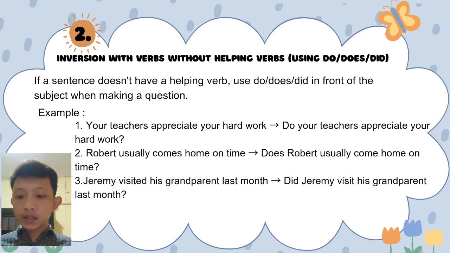2. Inversion with verb without helping verb, using do, does, and did. If a sentence doesn't have a helping verb, use do, does, and did in front of the subject when making a question. Example number 1. Your teacher appreciates your hard work. Does your teacher appreciate your hard work? 2. Robert usually comes home on time. Does Robert usually come home on time? 3. Jeremy visited his grandparents last month. Did Jeremy visit his grandparents last month?